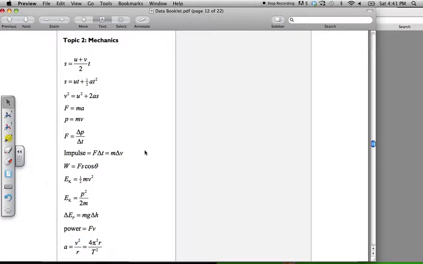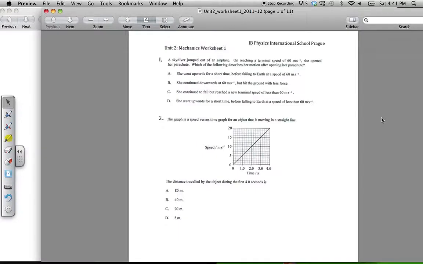So you have your data booklet. You're not allowed to use calculators for the multiple choice questions. So this is your main source, but obviously also your knowledge. So when doing multiple choice, we need to read the questions really carefully and note important information in that.